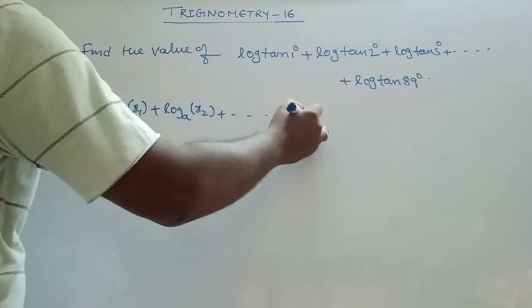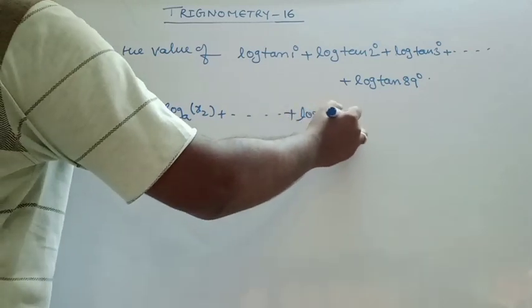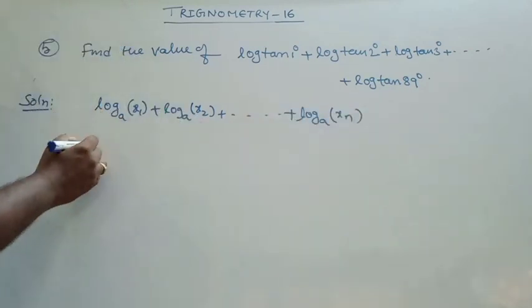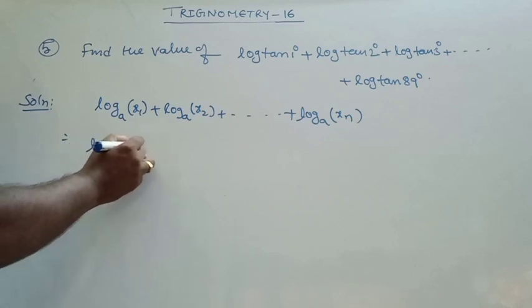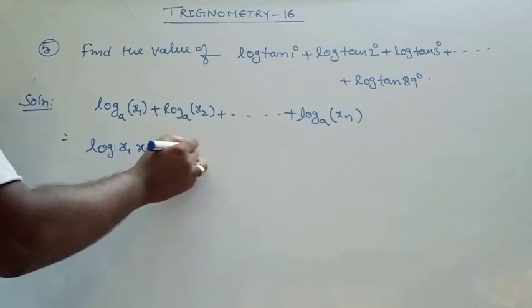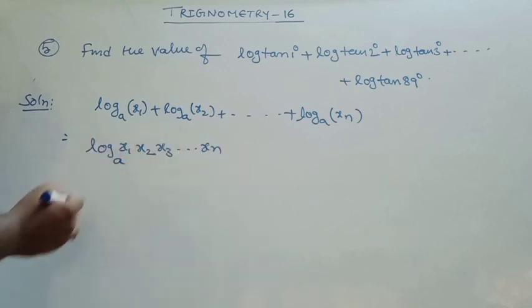Up to log to the base a xn. Now this becomes log of x1 into x2 into x3, and so on up to xn, to the base a.